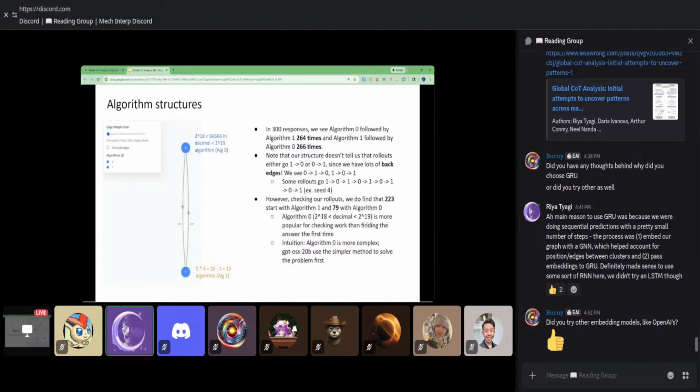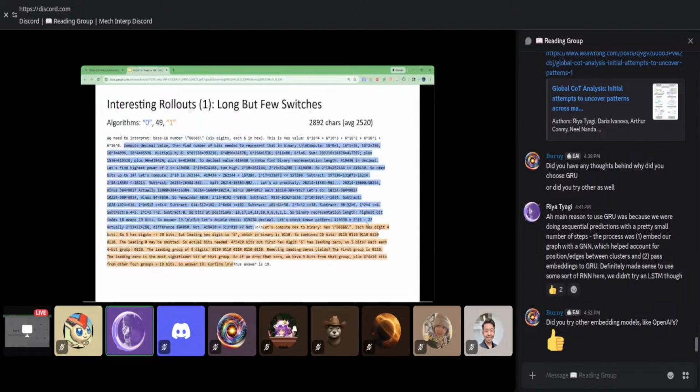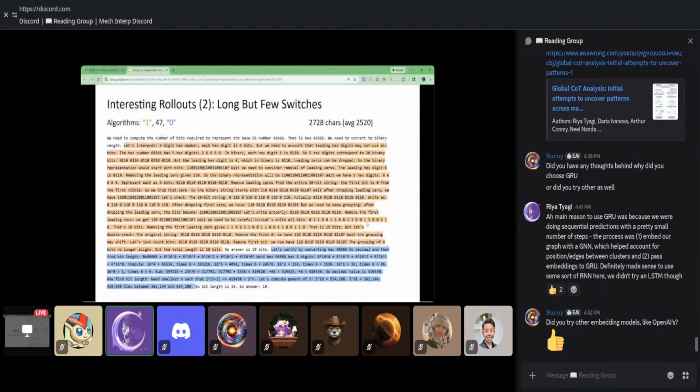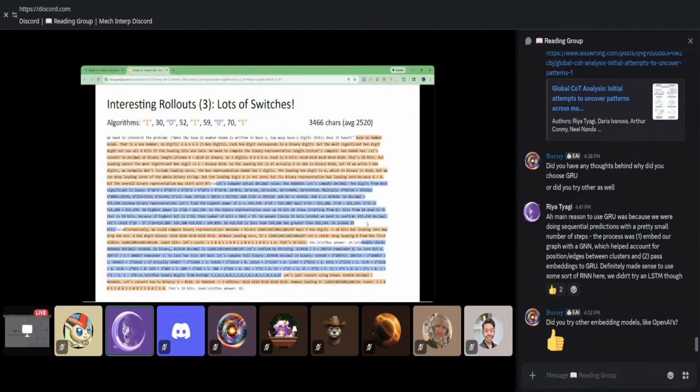And then we can get graphs like this. This is a super simple example that shows how many times we switch between algorithm 0 and algorithm 1 in this particular question. We find some rollouts, for instance, that go 0 to 1, this rollout goes 1 to 0, and this rollout goes 1 0 1 0 1. So models check their work a lot, is something we realized. And it's not too hard to label where they do this.